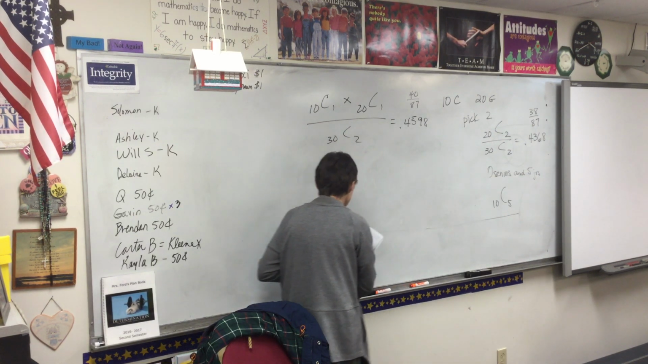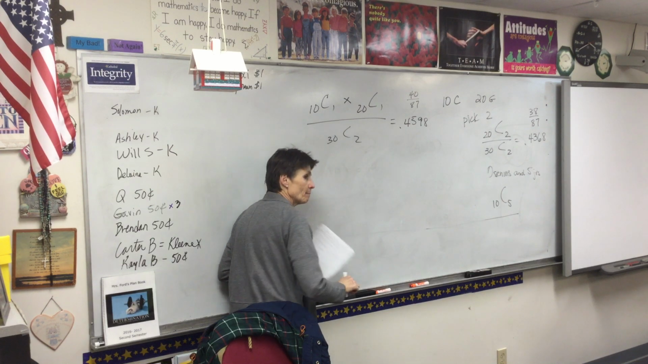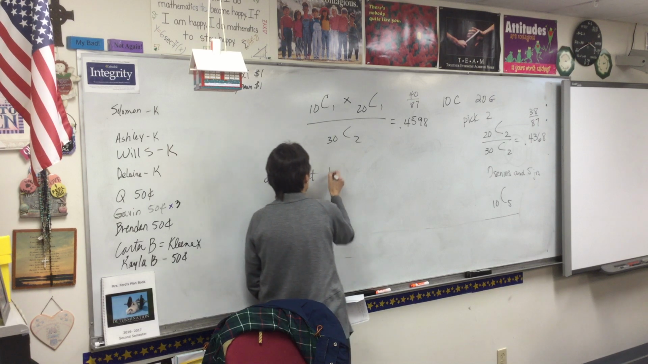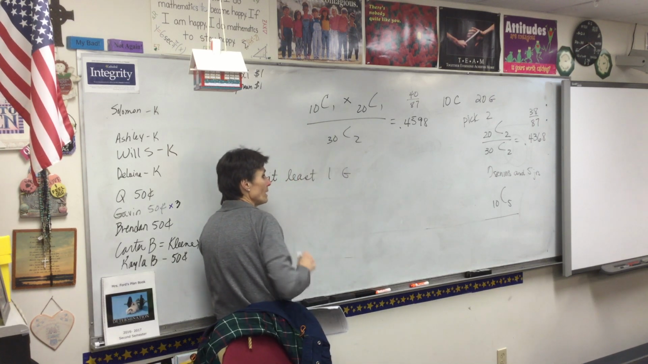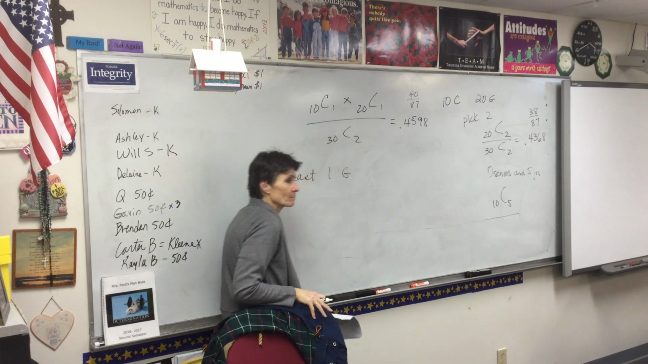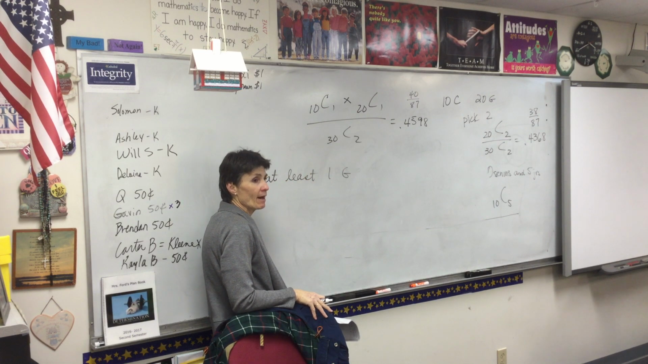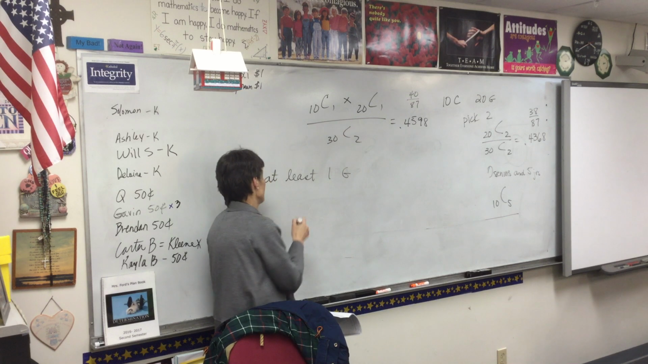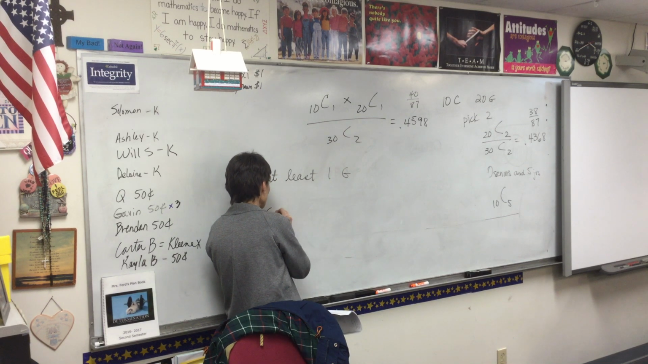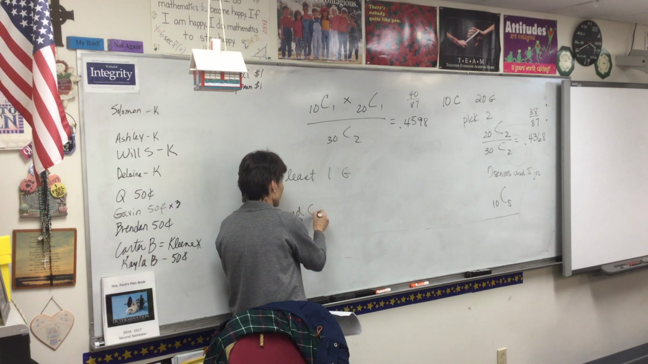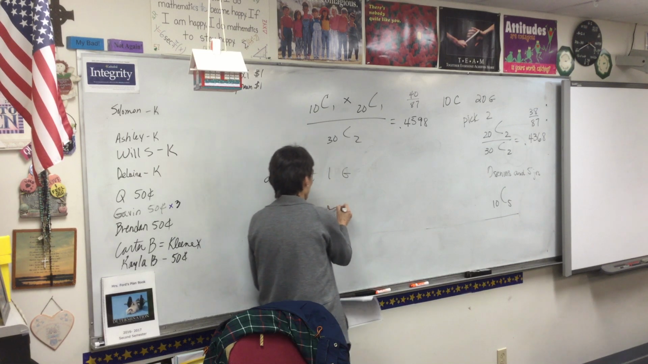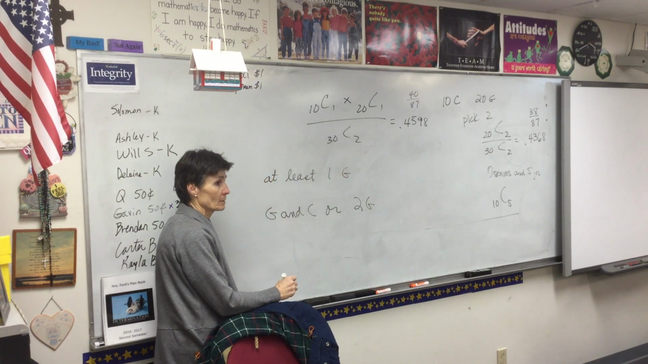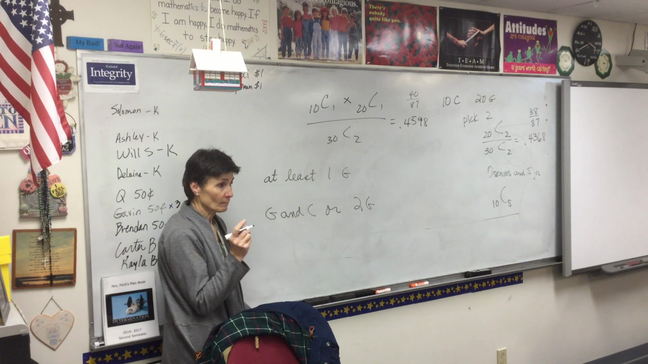At least 1 gumdrop. What does that mean? I could have 1 gumdrop, or I could have 2 gumdrops. So I can have a gumdrop and a chocolate, or I could have 2 gumdrops. Is that right? Yeah.